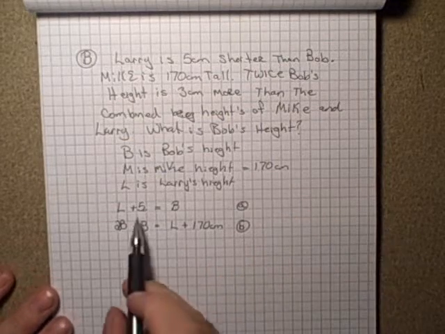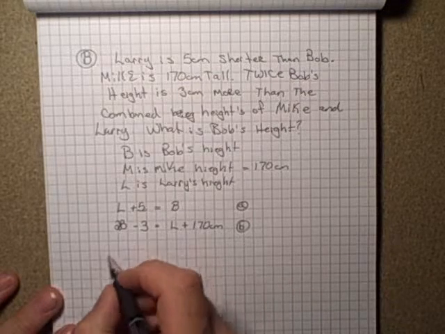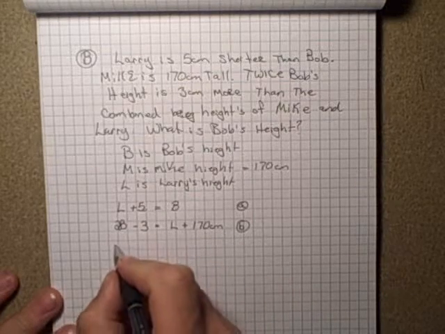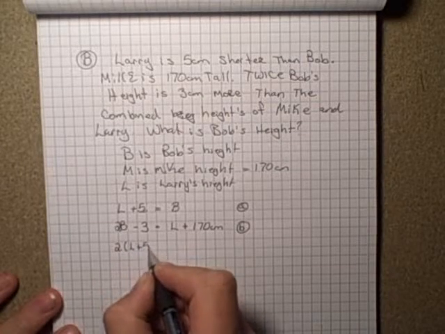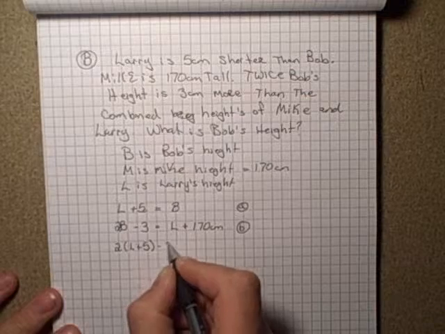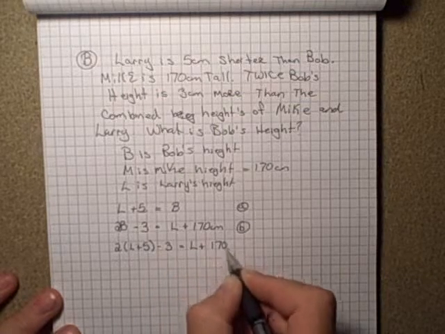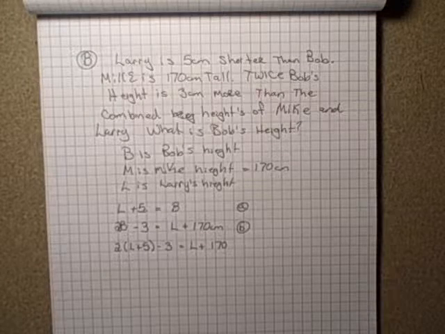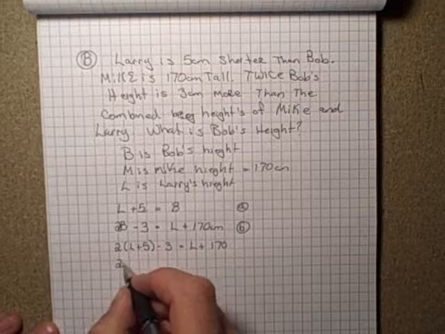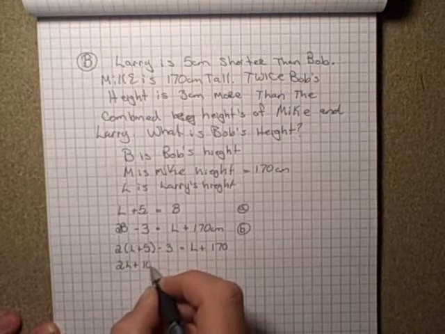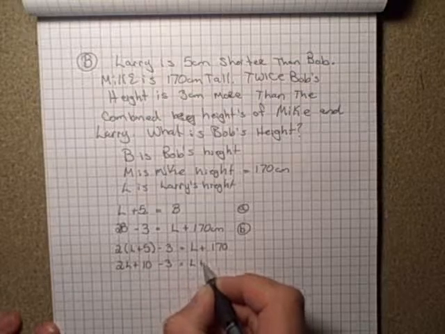So now I'm just going to use substitution because we know what B is. So substitute in for B. B is L plus 5. 2 times (L plus 5) minus 3 is going to equal L plus 170. And I'm going to leave out the centimeters because we know it's in centimeters for height. So 2L plus 10 minus 3 is equal to L plus 170.